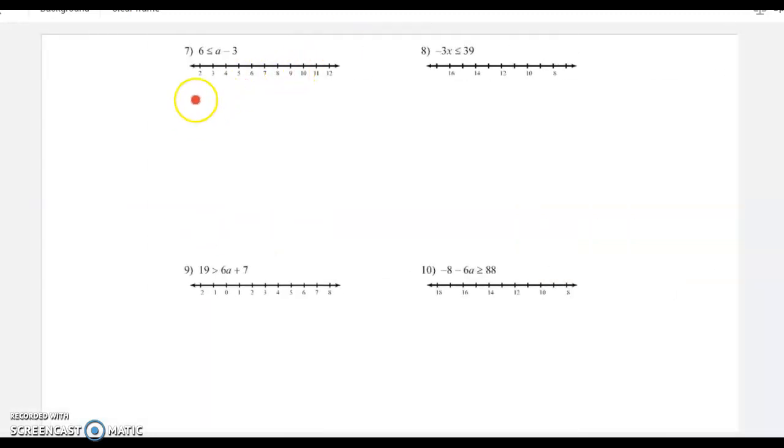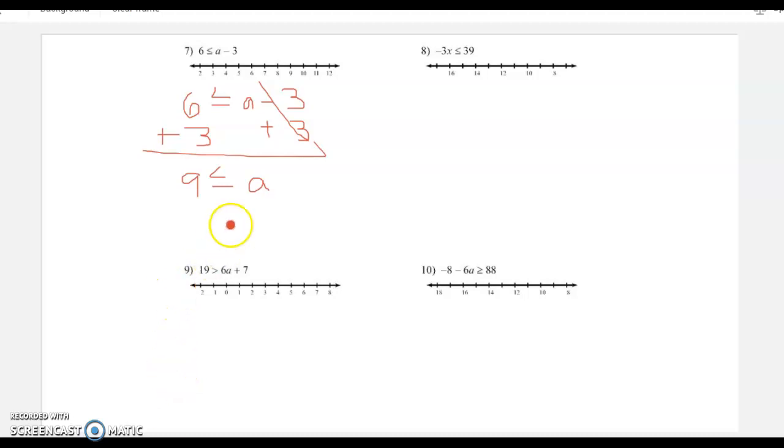All right, so on 7, we have 6, I'm going to go ahead and rewrite it, less than or equal to a minus 3. So to get a alone, to get rid of a minus 3, I would add 3 on the right. Then I would also have to do the same thing on the left. Negative 3 and 3 cancel out. 6 plus 3 is 9, is less than or equal to a. But when it comes to graphing an inequality, people often mess up if you get the variable alone on the right. So I want to move it to the left. So I can just switch it all around. I know that if 9 is less than or equal to a, then a would also be greater than or equal to 9, which is going to make it easier for me to graph.